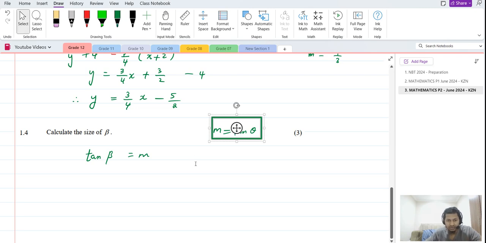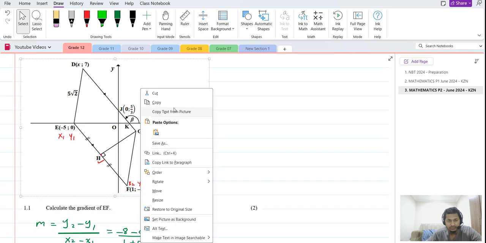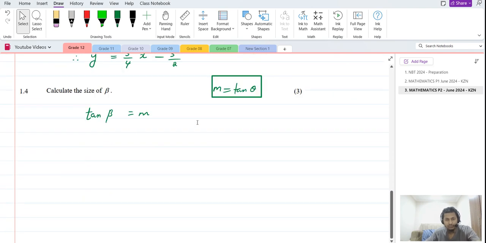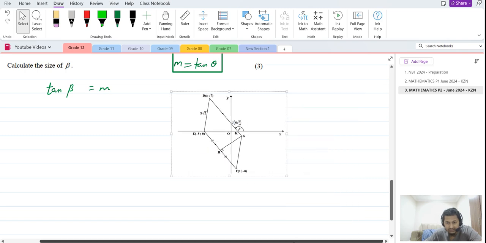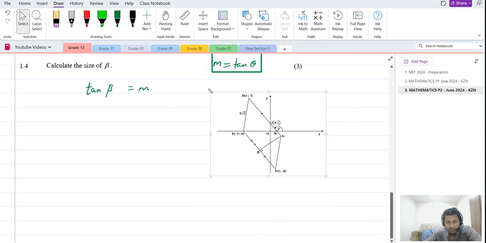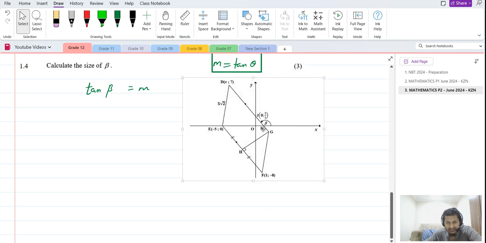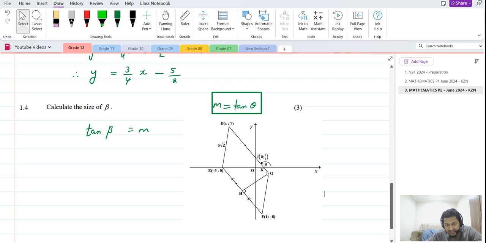Right, so now let me just recopy this diagram here to solve this problem. So we have our diagram back here. Now remember, we want to find this inclination angle beta here. So to find the inclination angle beta over here, how are we going to solve this? We need the gradient of this line. Now remember, the gradient of this line is the same as the gradient of this line here.